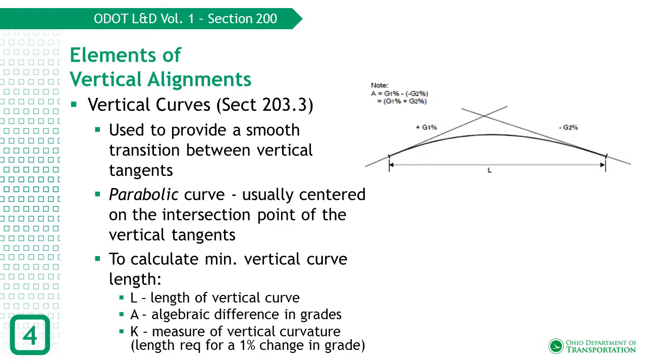The other critical elements of vertical alignments are vertical curves. These are not circular curves, but rather parabolic curves used to provide a smooth transition between vertical grades and are typically centered on the point of intersection of vertical tangents. Three terms are used to calculate the minimum length of vertical curve. The first is L, the length of the vertical curve. Second is A, the algebraic difference in grades. Final is K, which is the measure of vertical curvature for that specific curve. This coefficient represents the length required for 1% change in grade.